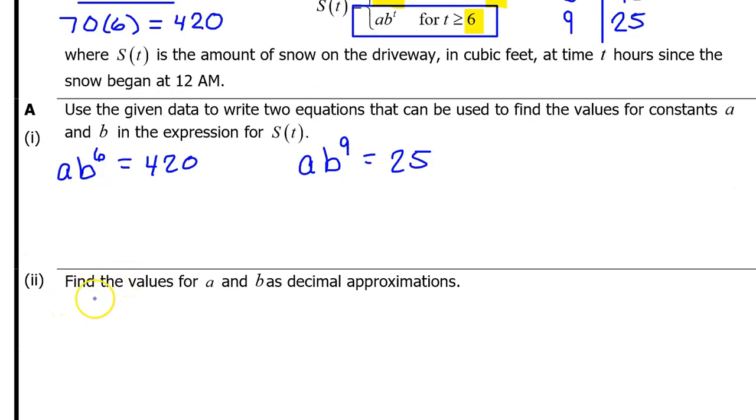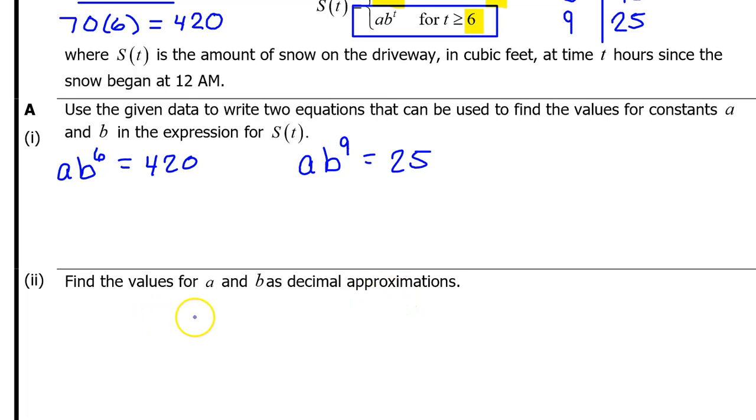A part 2. Find the values for a and b as decimal approximations. I'm going to show you how to find a and b 2 different ways. First, I'm going to show you how to do it mostly by hand. Then I will show you how to use the regression capabilities of your calculator to find a and b.